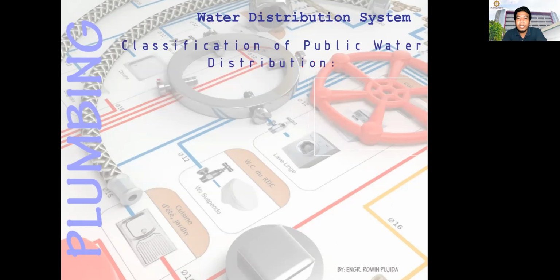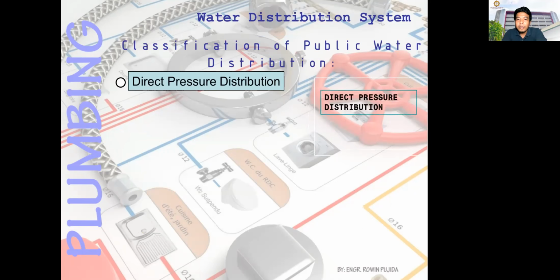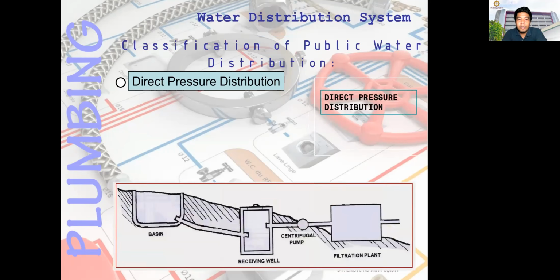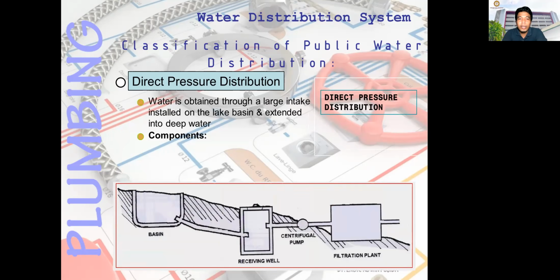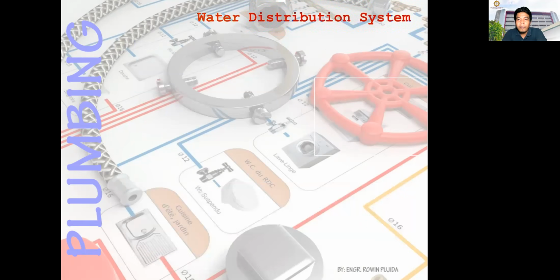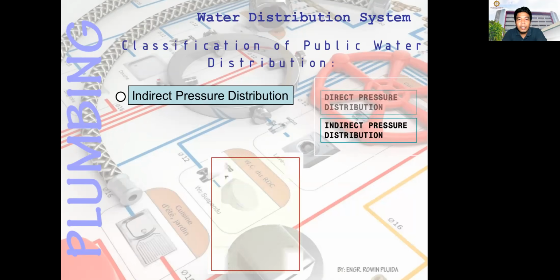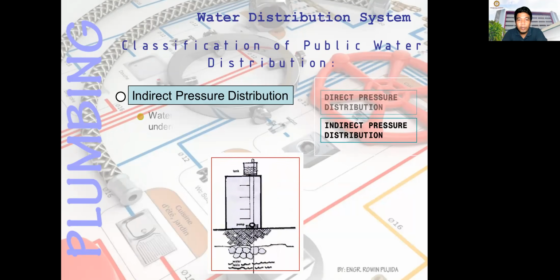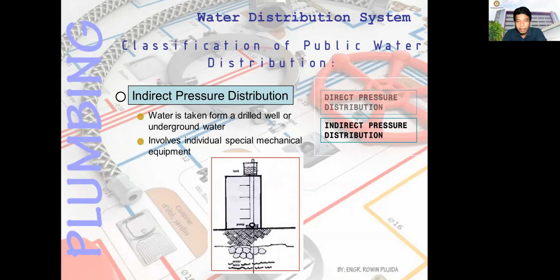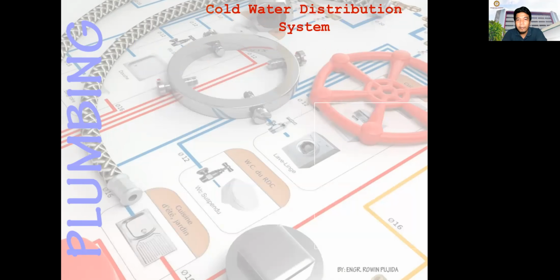Next, we have classification of public water distribution. First, direct pressure distribution, as in this illustration. Water is obtained through a large intake installed on a lake basin and extended into deep water. Components are the water basin, receiving well, and then filtration plant. Next, we have the indirect water distribution. Water is taken from a drilled well or underground water and involves individual special mechanical equipment.